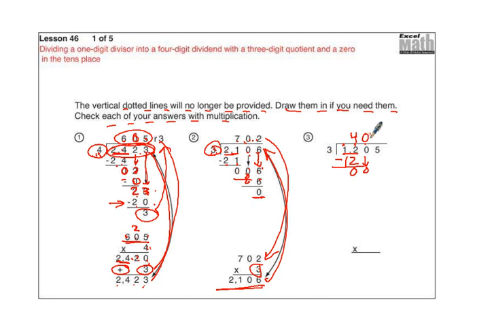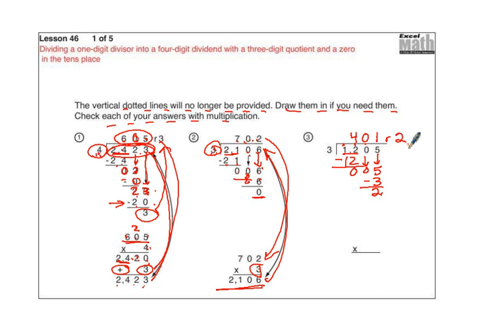Well, there are no 3's in 0. I can do 0 times 3 is 0, subtract, and still get 0, or I can just skip that and bring down the 5. 5 divided by 3 is 1. 1 times 3 is 3. 5 minus 3 is 2, so I have 401 remainder 2.